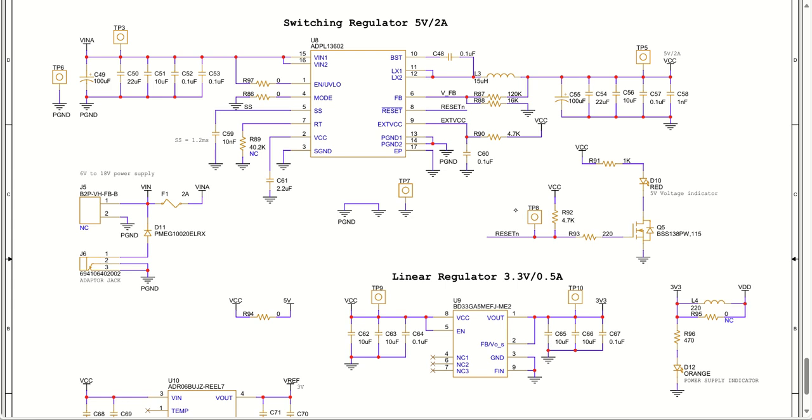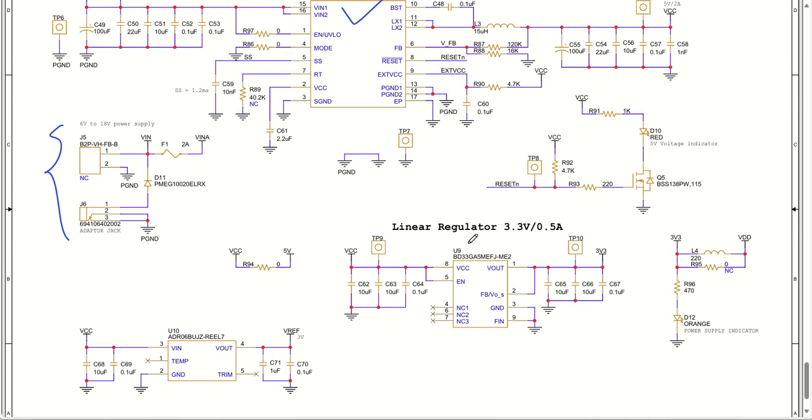We have power supply pins. So for the power supply operation, a 6 volt to 18 volt supply you can give through this connector or one adapter jack that is given. And this is going to get fuse protected and then going to VIN A. So this VIN A is going to get converted to my 5 volt 2 ampere output using this particular switching regulator. Okay, that is from Analog Devices, one of the most important switching regulators that we have been using.